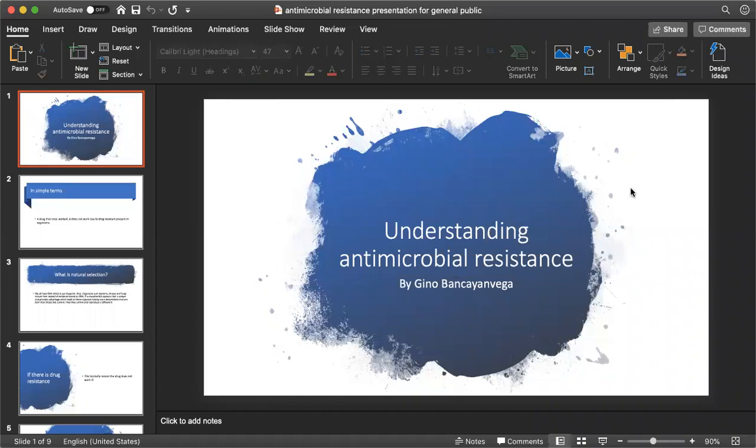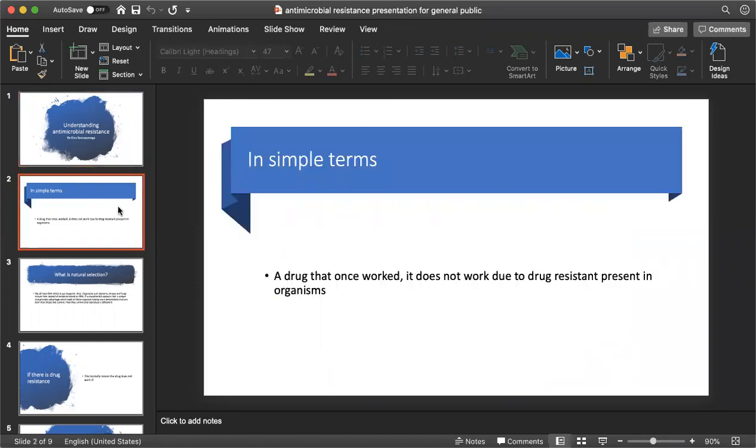Today we're gonna be talking about understanding antimicrobial resistance. Now, in simple terms, imagine you have a drug that works on an organism, meaning that the drug is going to stop the growth of this organism, and it just happens that this organism can provide illness, and we don't want that. So all of a sudden, this drug does not work. And the reason why it doesn't work is because of drug resistance, which is present in the organisms.